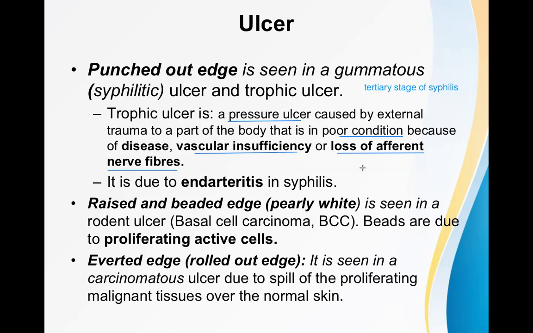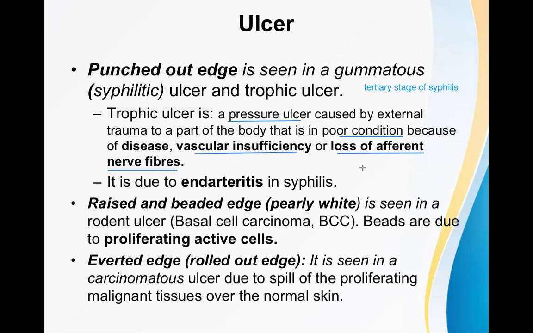Now listen carefully here. There are so many diseases which preferentially damage the sensory nerve fiber. Or sometimes the whole peripheral nerve is damaged. Both motor as well as sensory fibers are gone. A few examples we can quickly take here is diabetes. Remember, in the late stages of diabetes, there is a complication known as diabetic neuropathy. Neuropathy means damage of the nerve. So trophic ulcer is very common in diabetes.